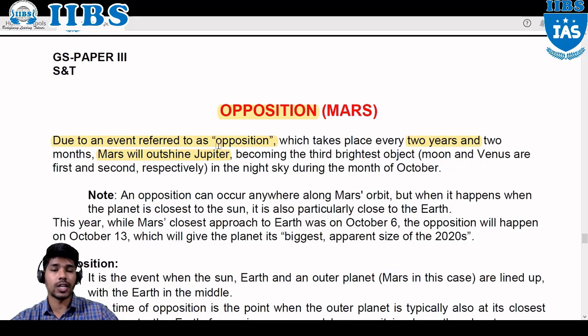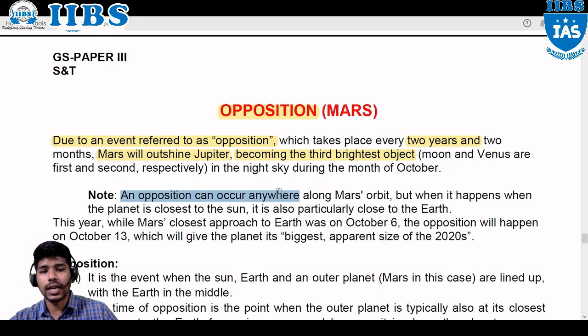Jupiter is one of the shiniest planets, and the Mars will outshine Jupiter because the Mars comes closer to the Earth, and also they are aligned uniformly in a single direction, becoming the third brightest object. Right? Becoming the third brightest object, the first one being the moon, and the second one being the Venus, right? And the third being the Mars during the month of October.